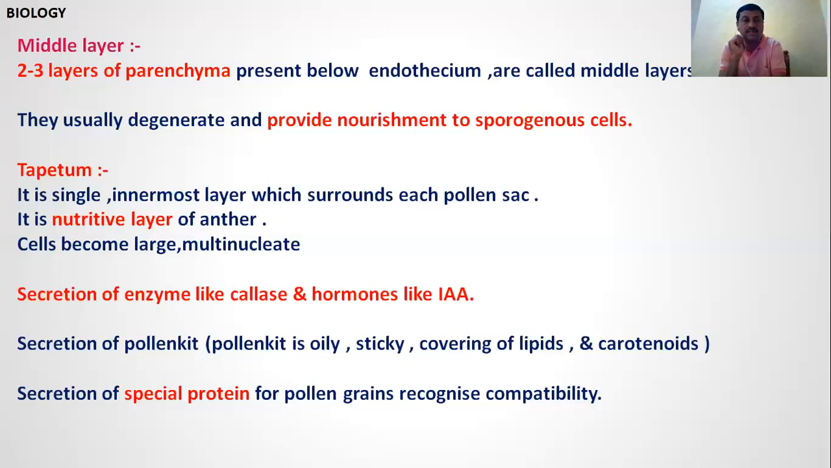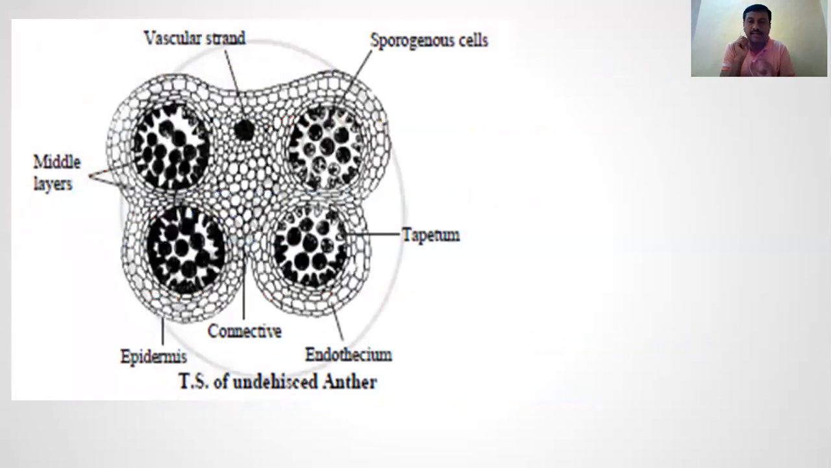There are four types of anther wall protecting covering layers. First, it is the epidermis. Second, it is the endothecium. Third, it is the middle layer, 2 to 3 layers of parenchyma cells. It also stores nutrition. And the last, innermost layer is the tapetum. Okay, then next.